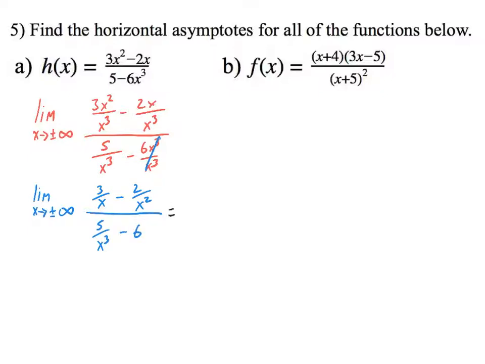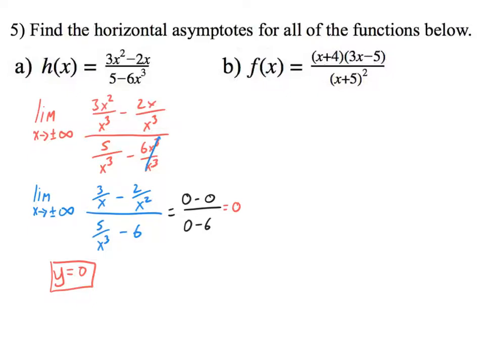So when I now plug in positive infinity, that'd be 0 minus 0 over 0 minus 6. So that would give me 0. So my answer to this one, my horizontal asymptote, is y equals 0. And if I were to plug in negative infinity, I would still get zeros in all these spots, so it doesn't change. So it's the horizontal asymptote of y equals 0 in both directions.